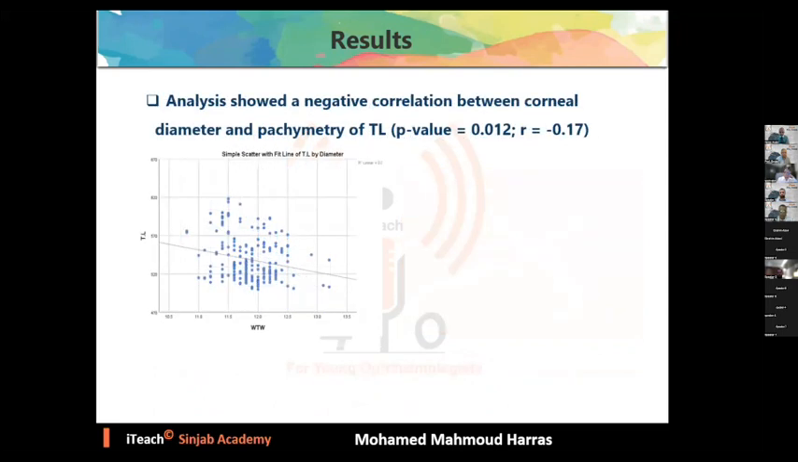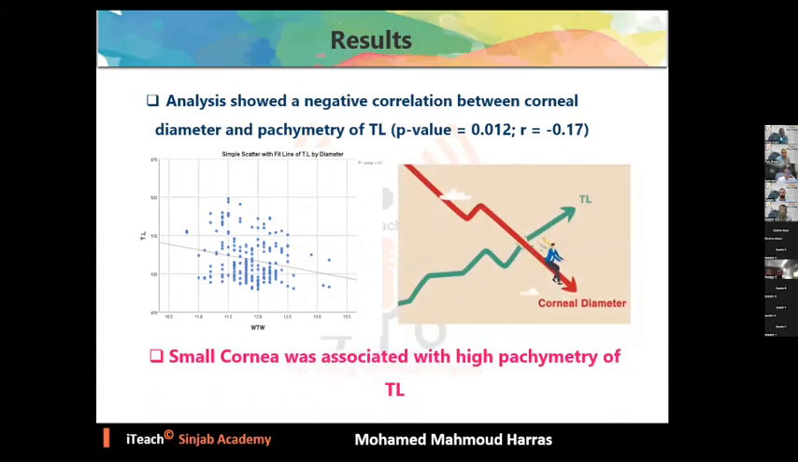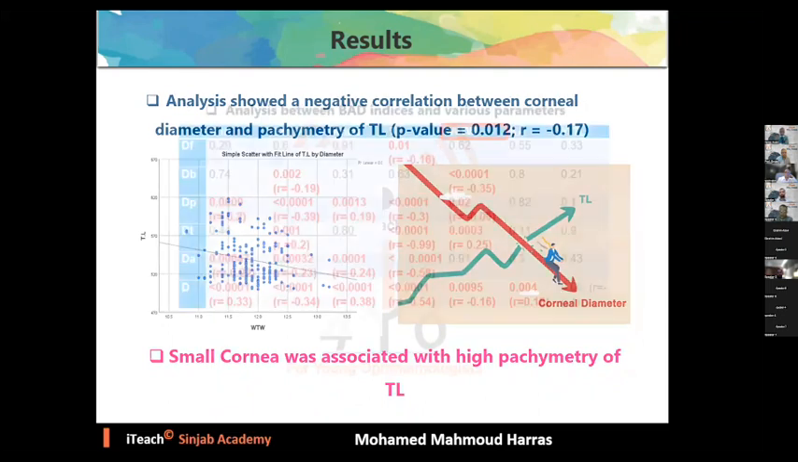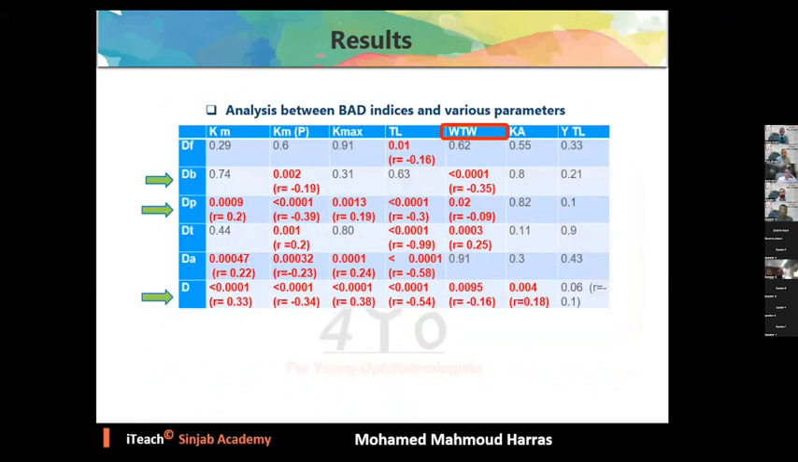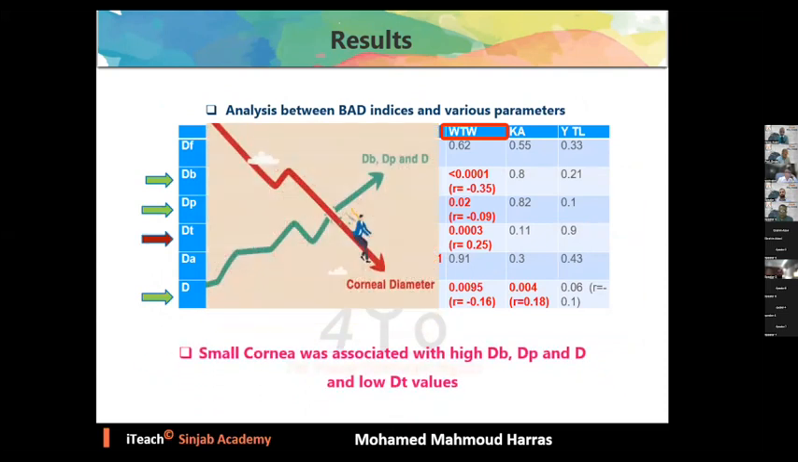Analysis between the thinnest location and the diameter showed also a negative correlation. So small cornea was associated with high pachymetry at thinnest location. Statistical analysis between the BAD indices and the various parameters, especially the white-to-white diameter, found that small cornea was associated with high DB and DB and D and low DT values.